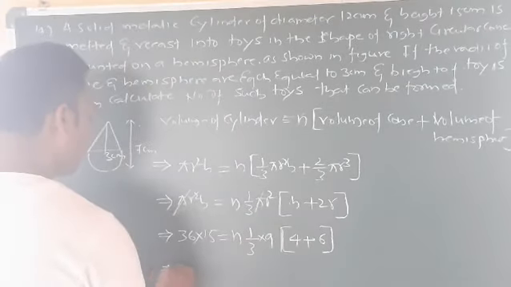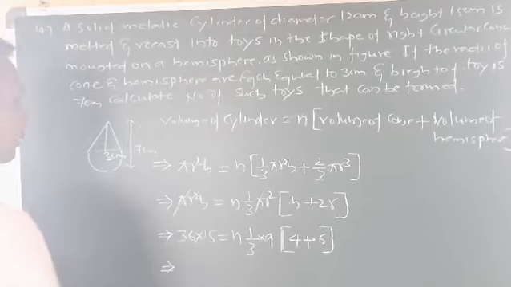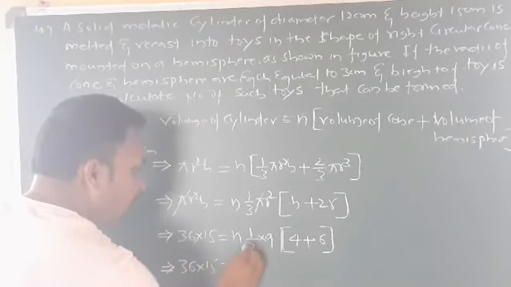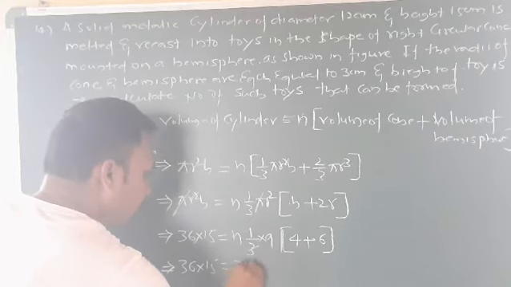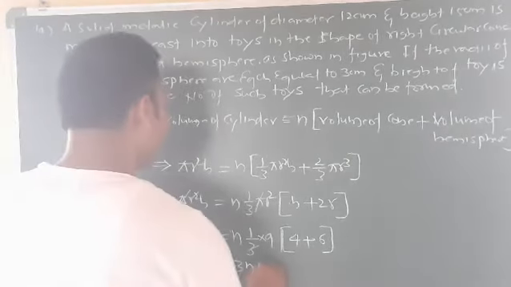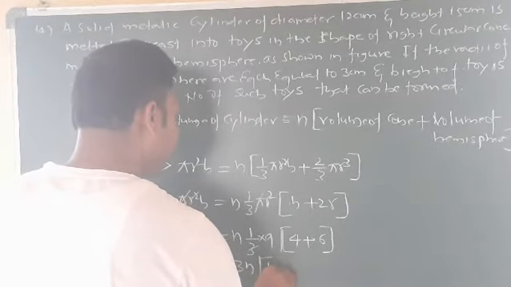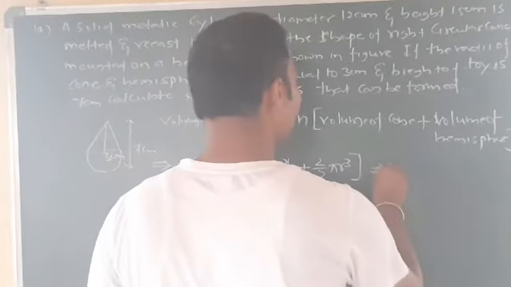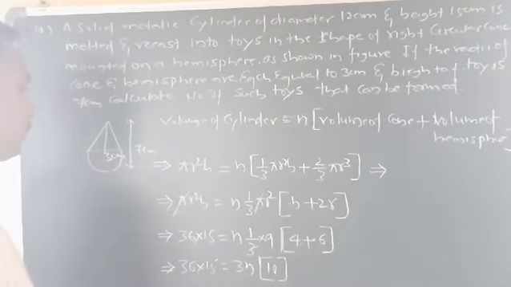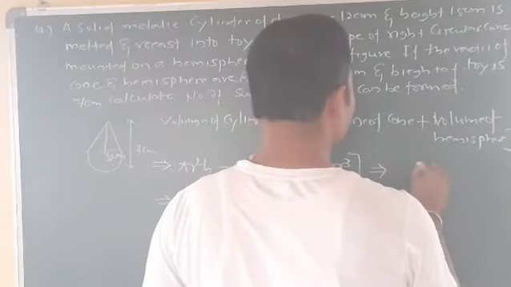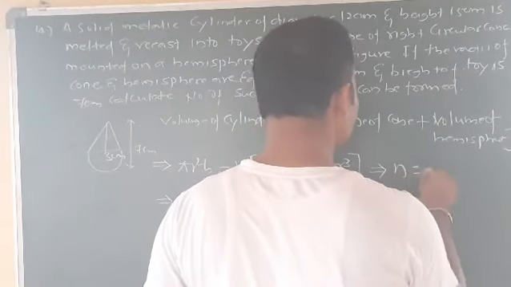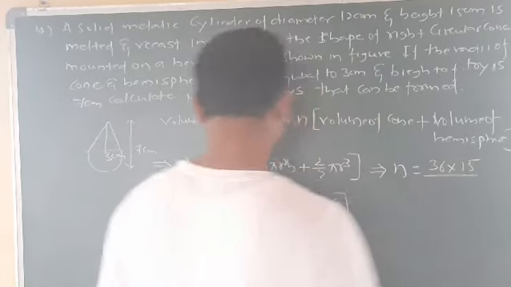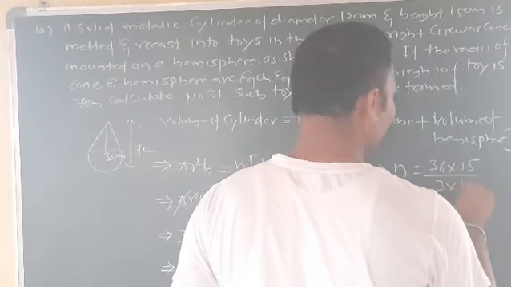Now the next step. We keep 36 into 15 as it is, equal to 3 ones are 3, 3 3s are 9, so 3 into n. Next, into the bracket of 4 plus 6, which is 10. So let me solve here. Now we take this quantity to this side. So n as it is, 36 into 15 divided by 3 into 10 remaining.